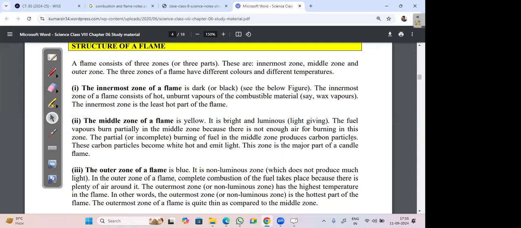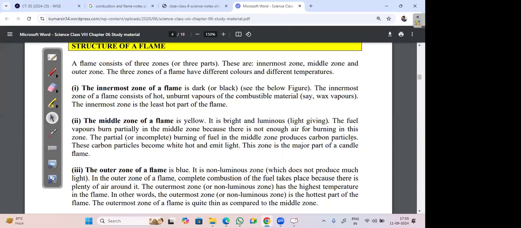The innermost zone of the flame is also called the dark flame, dark part, or dark zone, as in that innermost part there is no combustion taking place. It's only the gases. That is why it is called the dark zone. The innermost zone is the least hot part of the flame. The temperature is around 800 degrees centigrade.